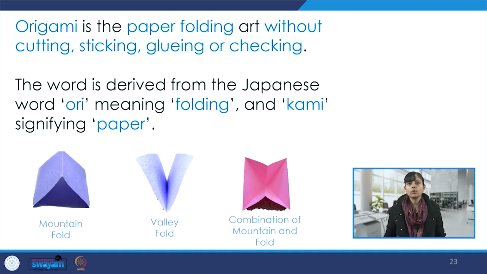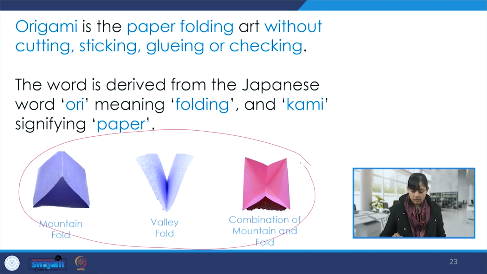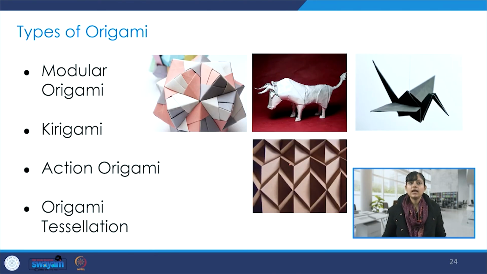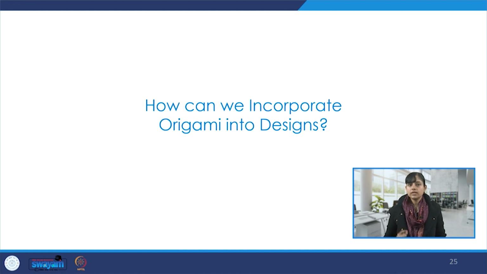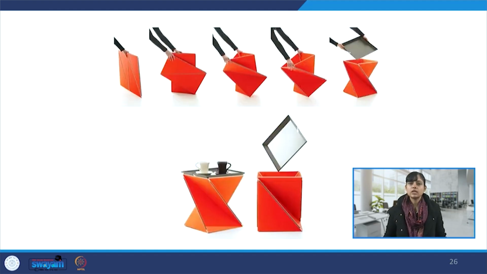Then we talked about origami and what kinds of folds we see in origami, what its origin is, and what the types of origami are. We briefly talked about these. And we also tried to understand how the origami principles could be integrated within interior spaces or for designing furniture and more examples like that. And how could origami be an inspiration to drive these designs? So we saw some examples like this.